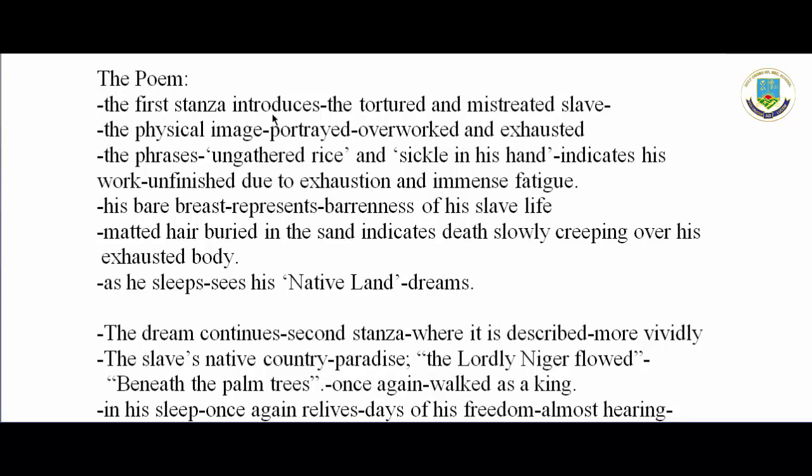The first stanza introduces the tortured and mistreated slave as he lay dying in the rice field. The physical image is portrayed in the first stanza. Okay, that is, he is overworked and exhausted. The phrases "ungathered rice" and "sickle in his hand" indicate his work is unfinished due to exhaustion and immense fatigue. He is presented with his bare breast lying on the field. This represents the barrenness of his life, the emptiness of his slave life.